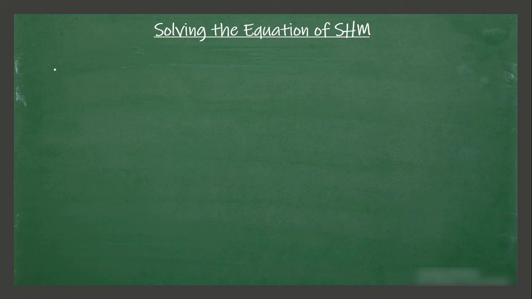So in the previous video, we have found out the equation of motion of simple harmonic oscillation. So what was that? The equation of motion of SHM. Well, we have written it as x double dot plus omega squared times x equal to 0.